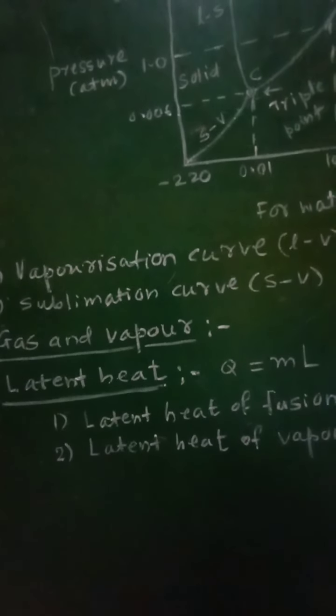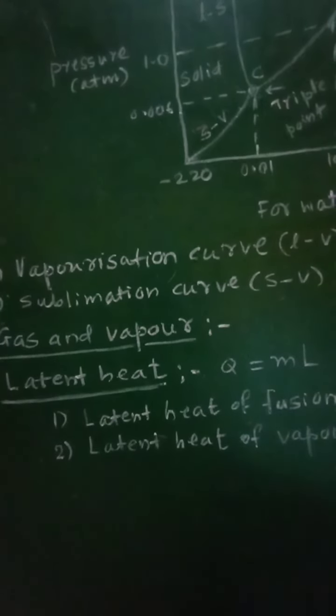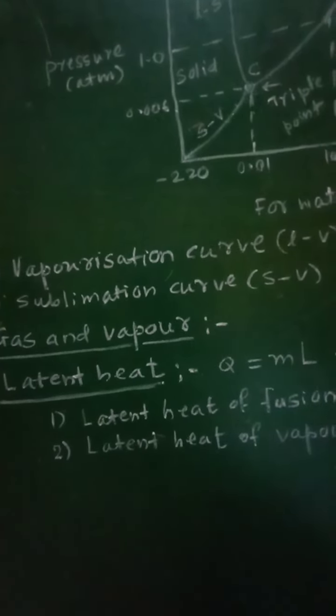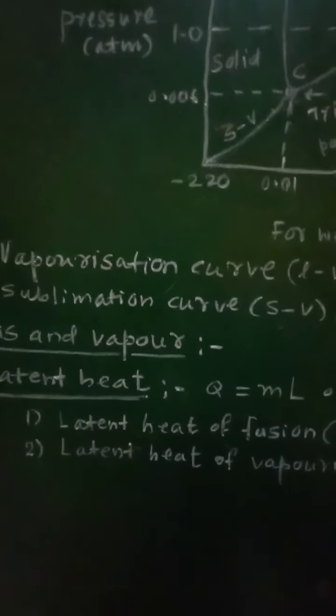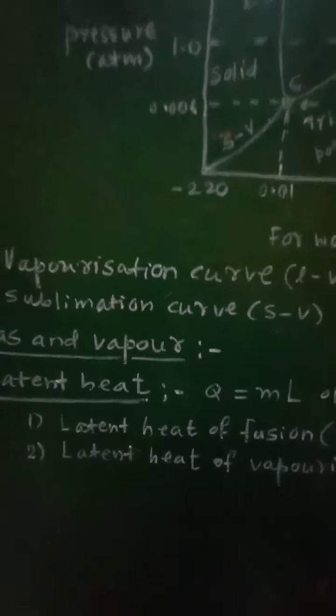So for the gas, the temperature of that gas will be slightly greater than the critical temperature, then that state will be termed as the gas. On the other hand, a substance which is in the gaseous phase and is below its critical temperature is called a vapor. That means for the vapor state, the temperature of that gas will be below the critical temperature.